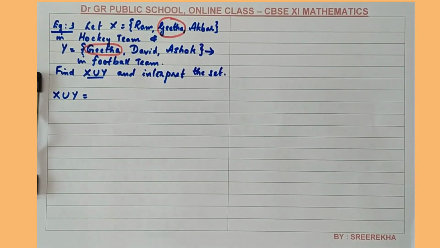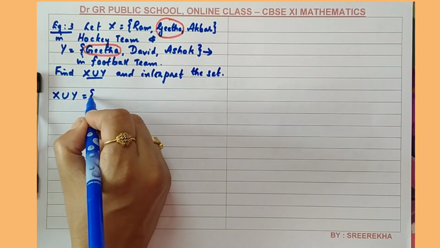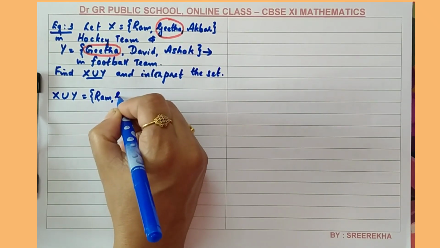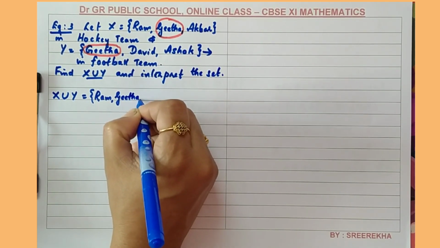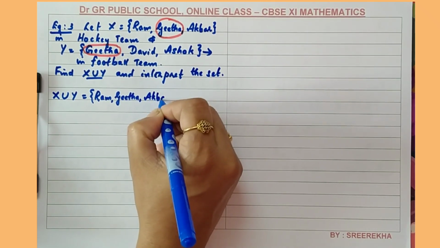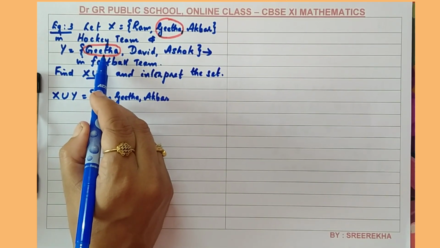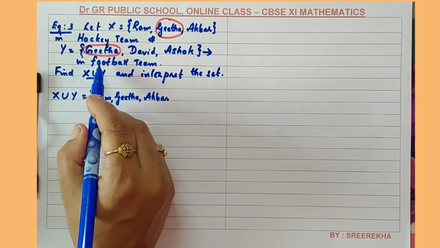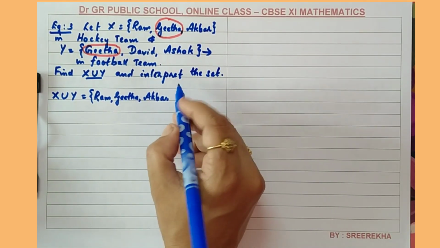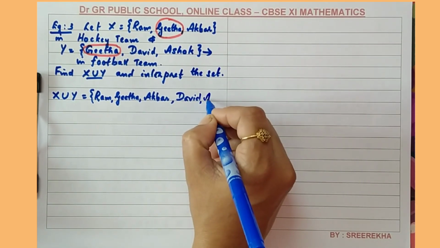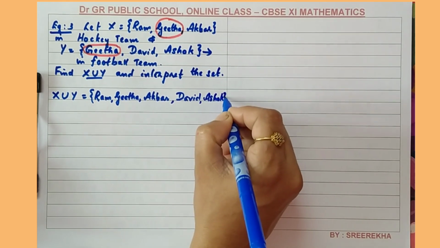Now I am going to write X union Y. At first you need to collect all the elements of X, that is Ram, Geeta and Akbar. Then you need to collect the elements of Y, but Geeta is already written, so the repeated element is written only once. So the remaining are David and Ashok. This is X union Y.